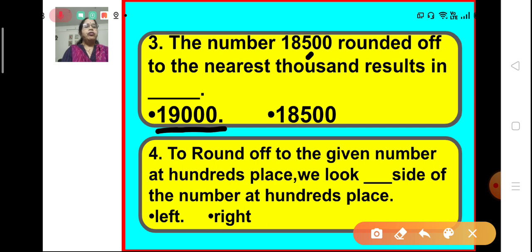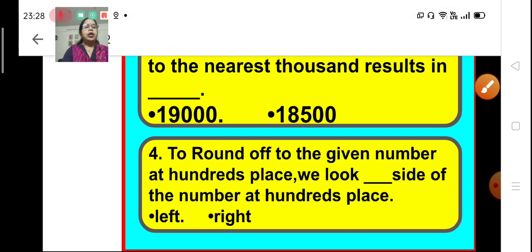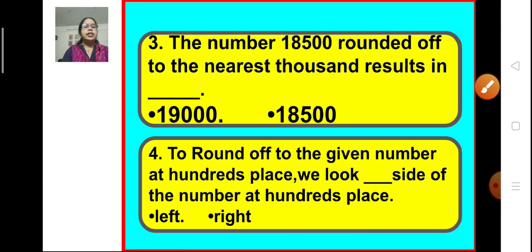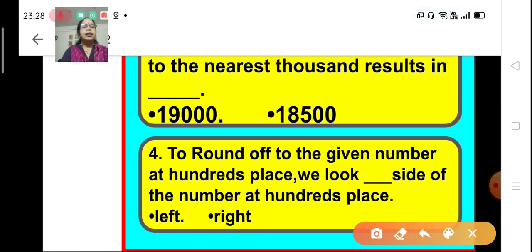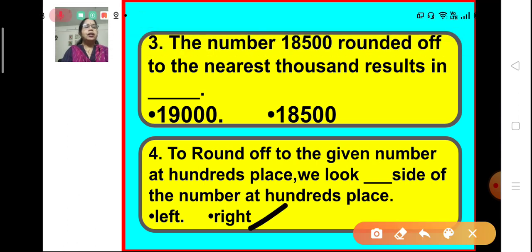All right. Now the fourth one: to round off the given number at hundreds place, we look dash side of the number. So to round off the given number at hundreds place, which side of the number do we look? We look to the right, isn't it? We look to the right of the hundreds place.